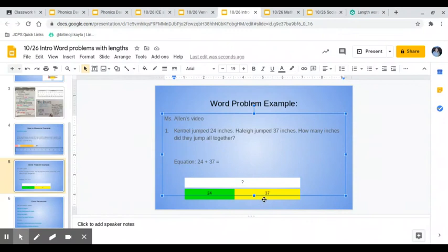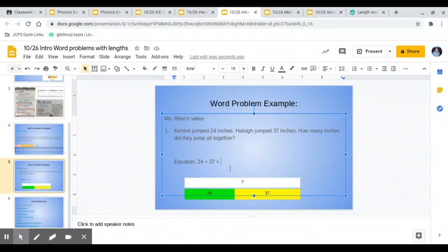So this is an example of your tape diagram. It has your whole number, so that's going to be what the answer is. And then it has your two parts. Just like when we did our bar models and we did part, whole, it's kind of the same thing. So we know Kentrell jumped 24 inches and Haley jumped 37 inches. So we know we're going to add these two together to get how many inches they jumped all together.